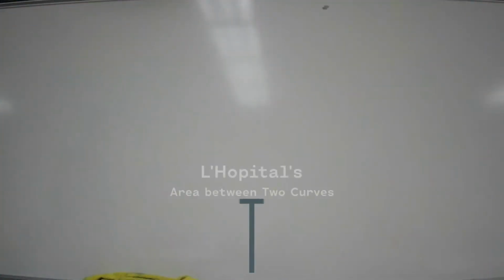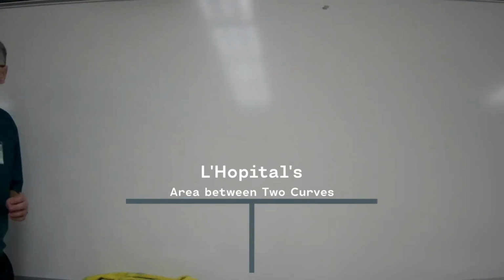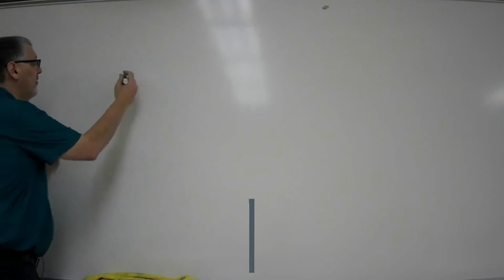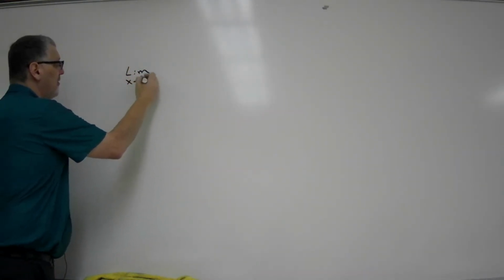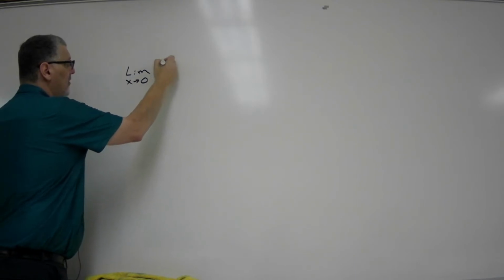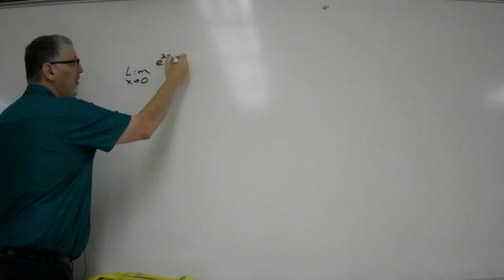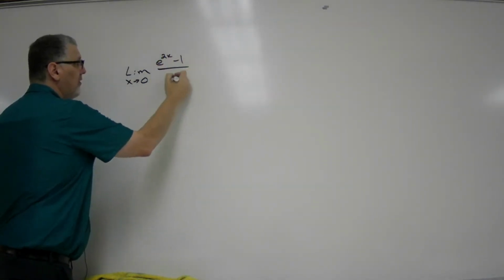Okay, so you wanted me to do what? The limit as x approaches 0 of (e^(2x) - 1) over x.